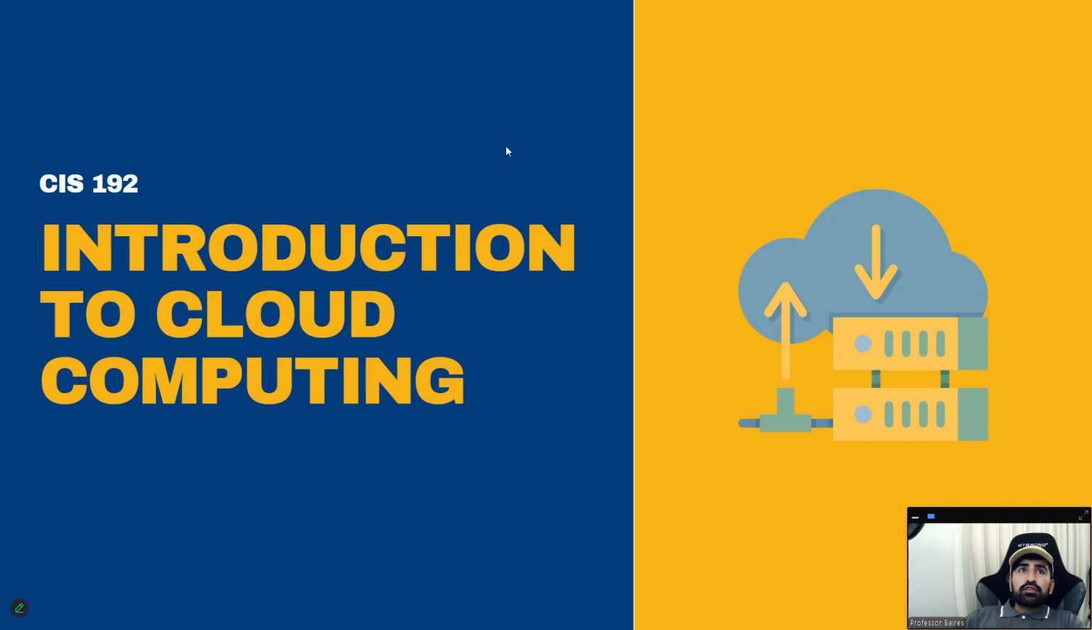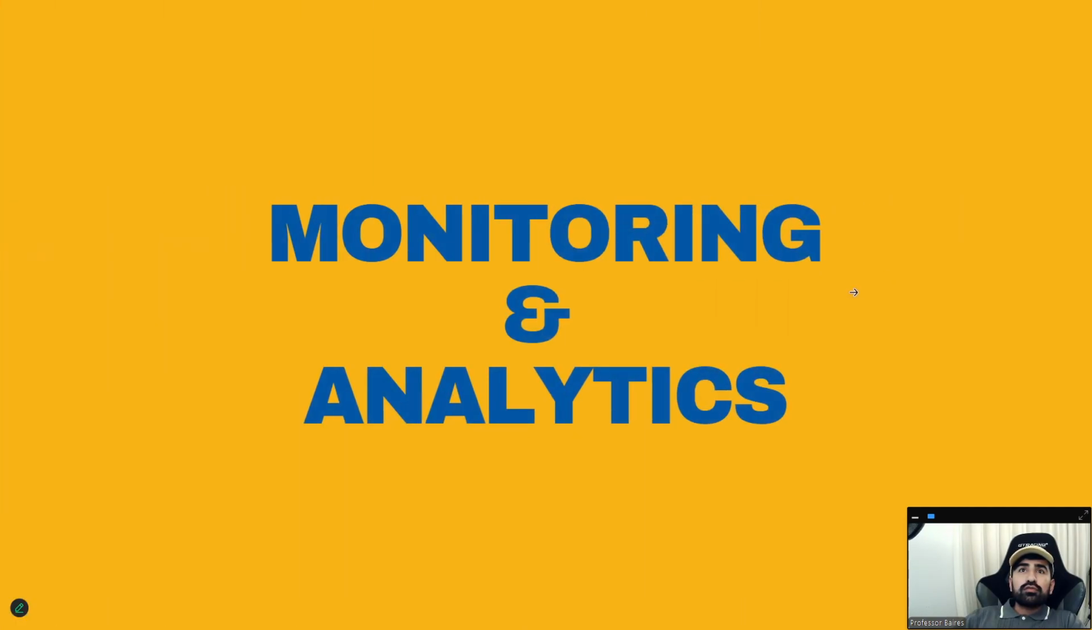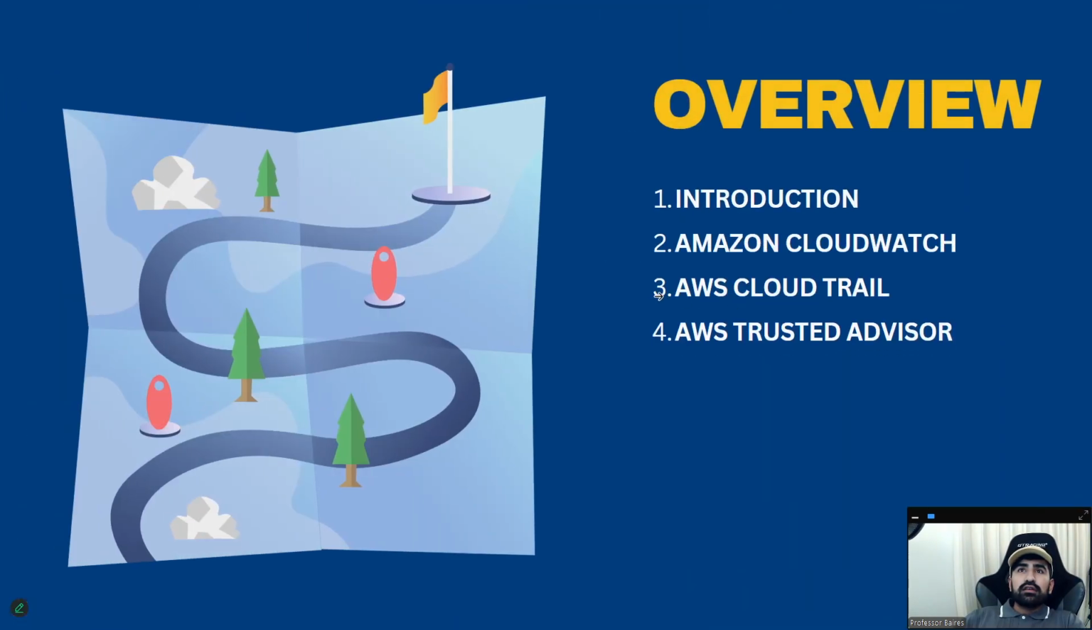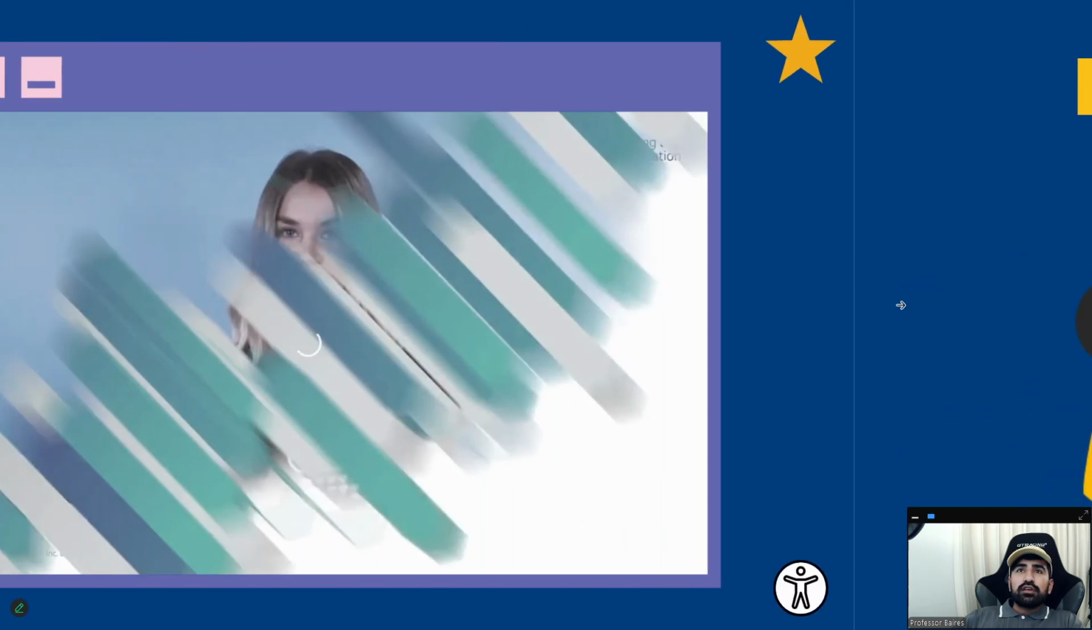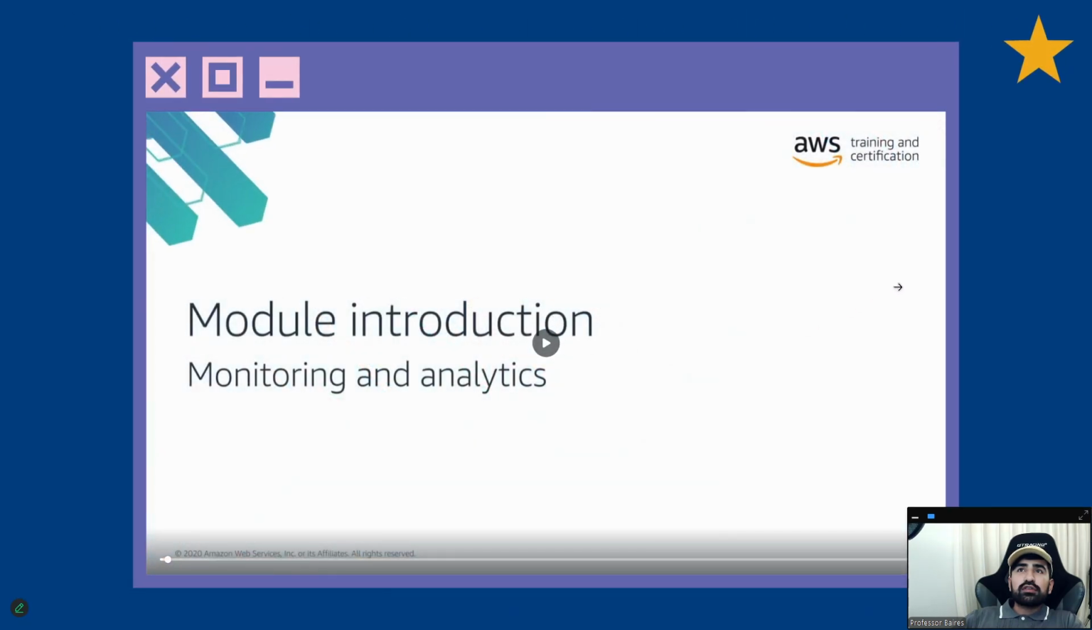Welcome back to another CIS 192 module. In this module, we'll be covering monitoring and analytics. So not too many topics in this module. We'll be covering a few services, including CloudWatch, CloudTrail, and AWS Trusted Advisor. So go ahead and watch that introduction video in the slides. When you're ready to continue, you can unpause our video.